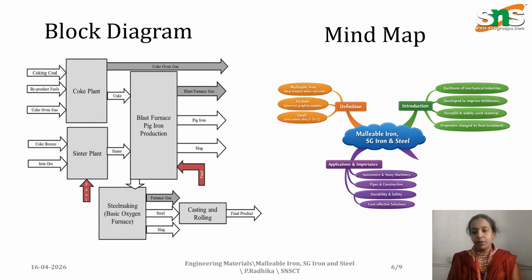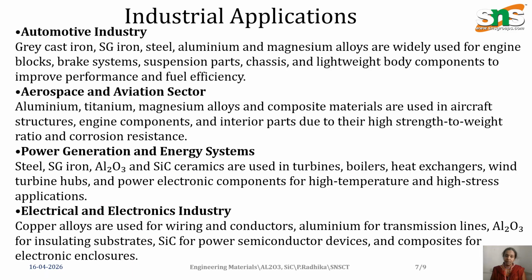Here we have the mind map of malleable iron and SG iron and steel. These are the main industrial applications where we use malleable iron. These are specifically used in the manufacturing of automobiles, specifically two-wheelers, cars, and in the aerospace industries, the aviation sector, while developing components in power generation, energy generation systems, and in electrical and electronic systems. These are the main industrial applications of malleable iron and SG iron.